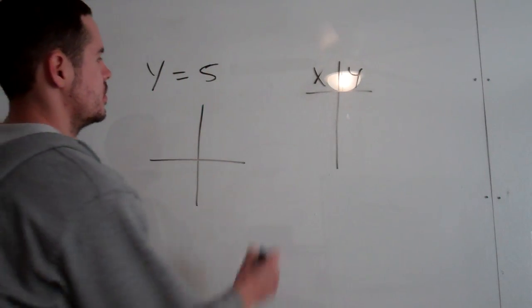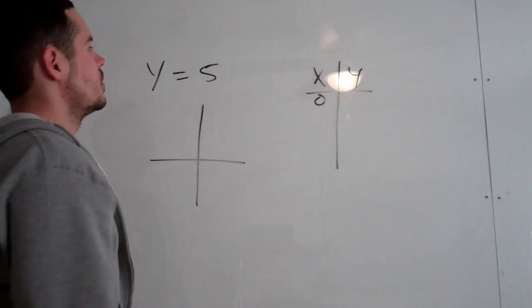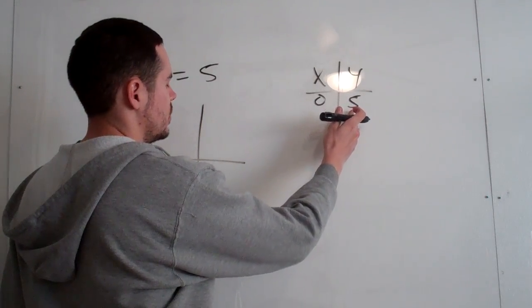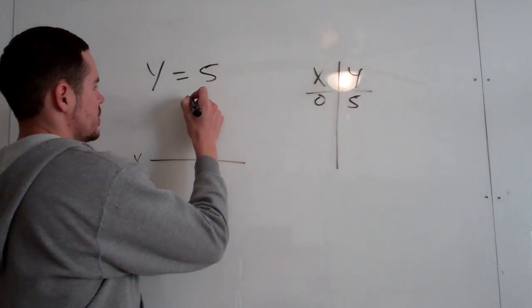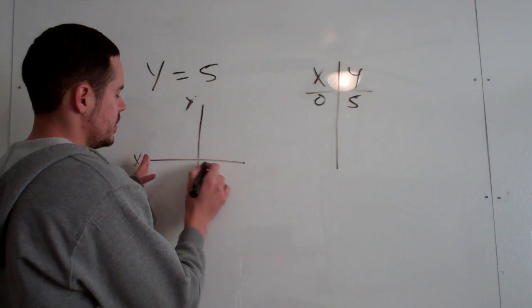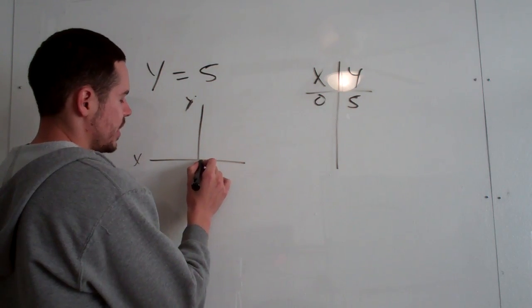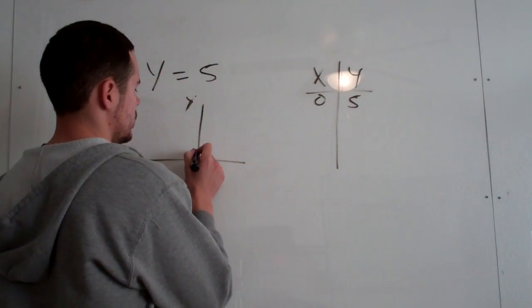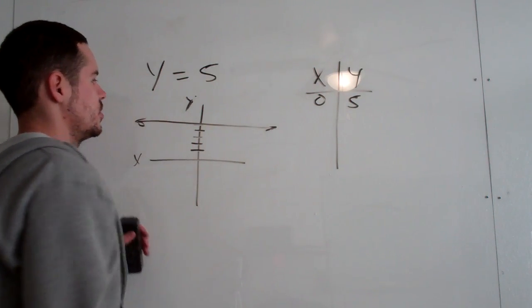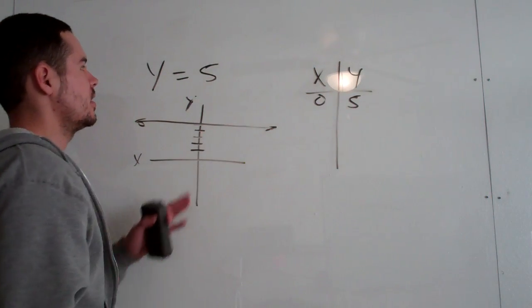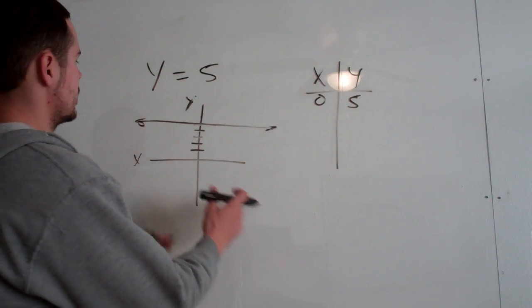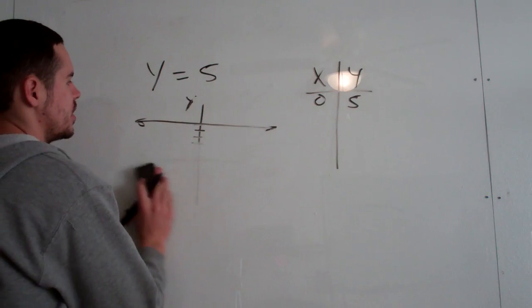if x is 0, then what does y equal? Y equals 5, right? In fact, if x is any number, y is going to equal 5. So if this is the x-axis and this is the y-axis, then at any point on this x line, for any value of x, y is going to equal 5. So 1, 2, 3, 4, 5. So basically, it's just a straight line, right? The straight line goes to infinity unless otherwise specified. But in this case, for any value of x, y is going to equal 5. So that's a very basic one there.